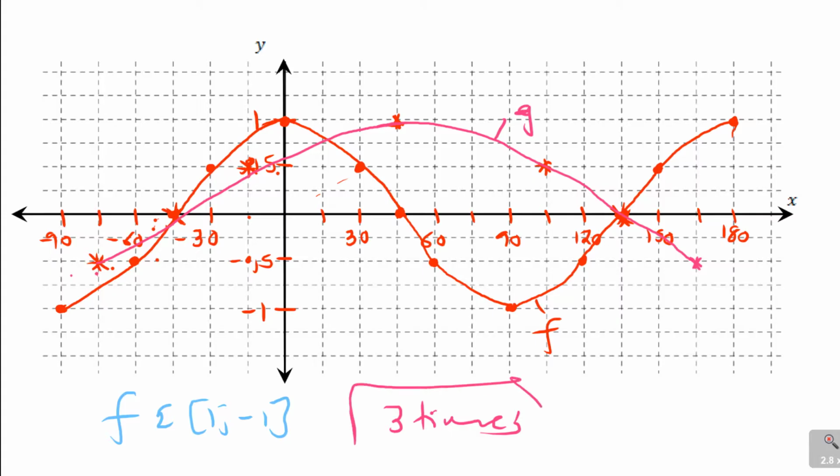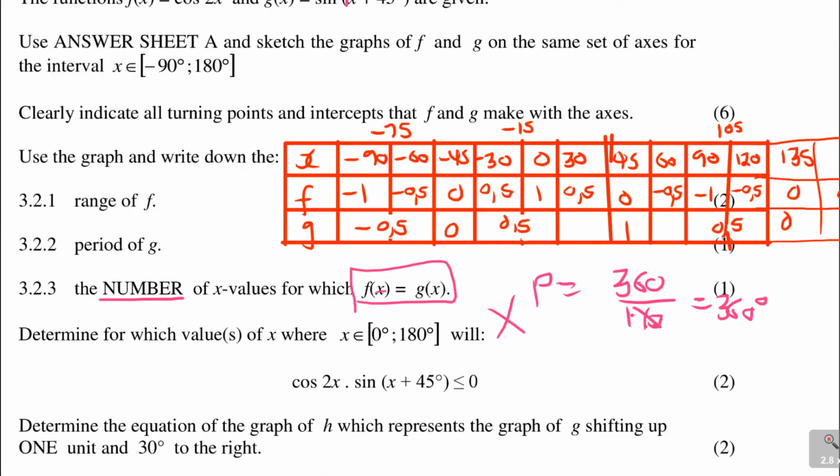So the answer for that is what? 3 times. And then determine for which value or values of x, where x is an element from 0 to 180, will cos 2x times sin 3x be less than 0. Now they're saying you take the graph of f, multiply with the graph of g, you must get something less than or equal to 0, meaning it must be negative.